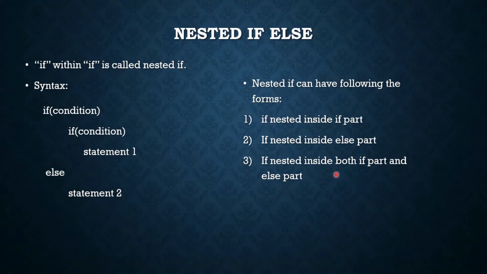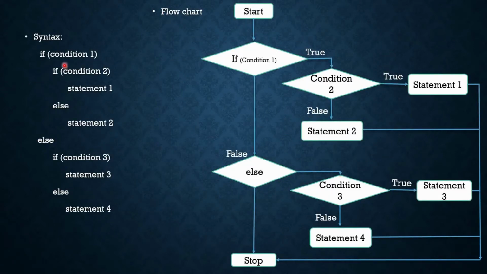And the third is if nested inside both the if part and the else part. Like this: if and else, and now I can write an inner if in both the if block and the else block. Now we explain it. If condition 1, and then write an inner if, else, and then write an inner if. Understand it with the help of this flowchart.